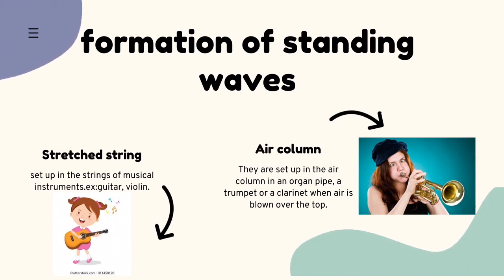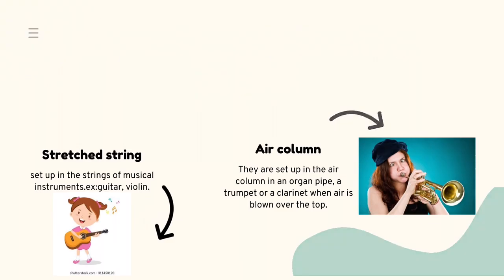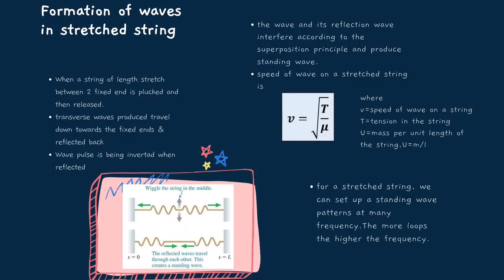Basically, for the air column, we have two types. The first one is the open pipe, whereby both ends are open. For the closed type, we have one end open and the other end closed. So, the first one: formation of standing waves in a stretched string.